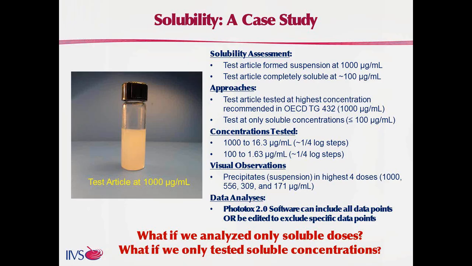And from the assay, we would have observed precipitation in the 4 highest doses, again, with the solubility about 100 micrograms per mil. With our Phototox software, we do have the option where we can include all of our data points, or we can also edit it to exclude specific data points. So the questions are, what if we analyze only soluble doses, and what if we tested only soluble concentrations? How would our data look, and what would our responses be?